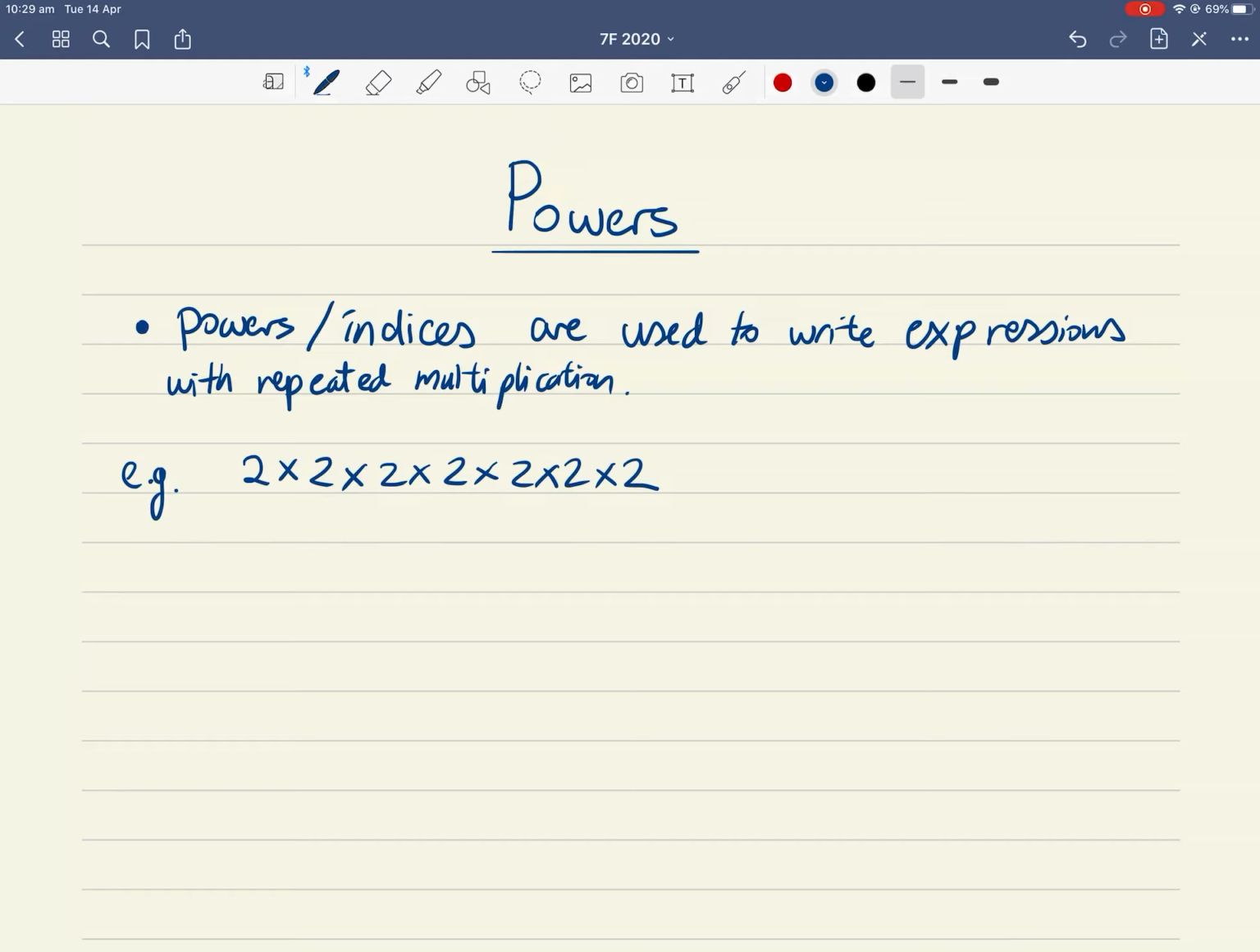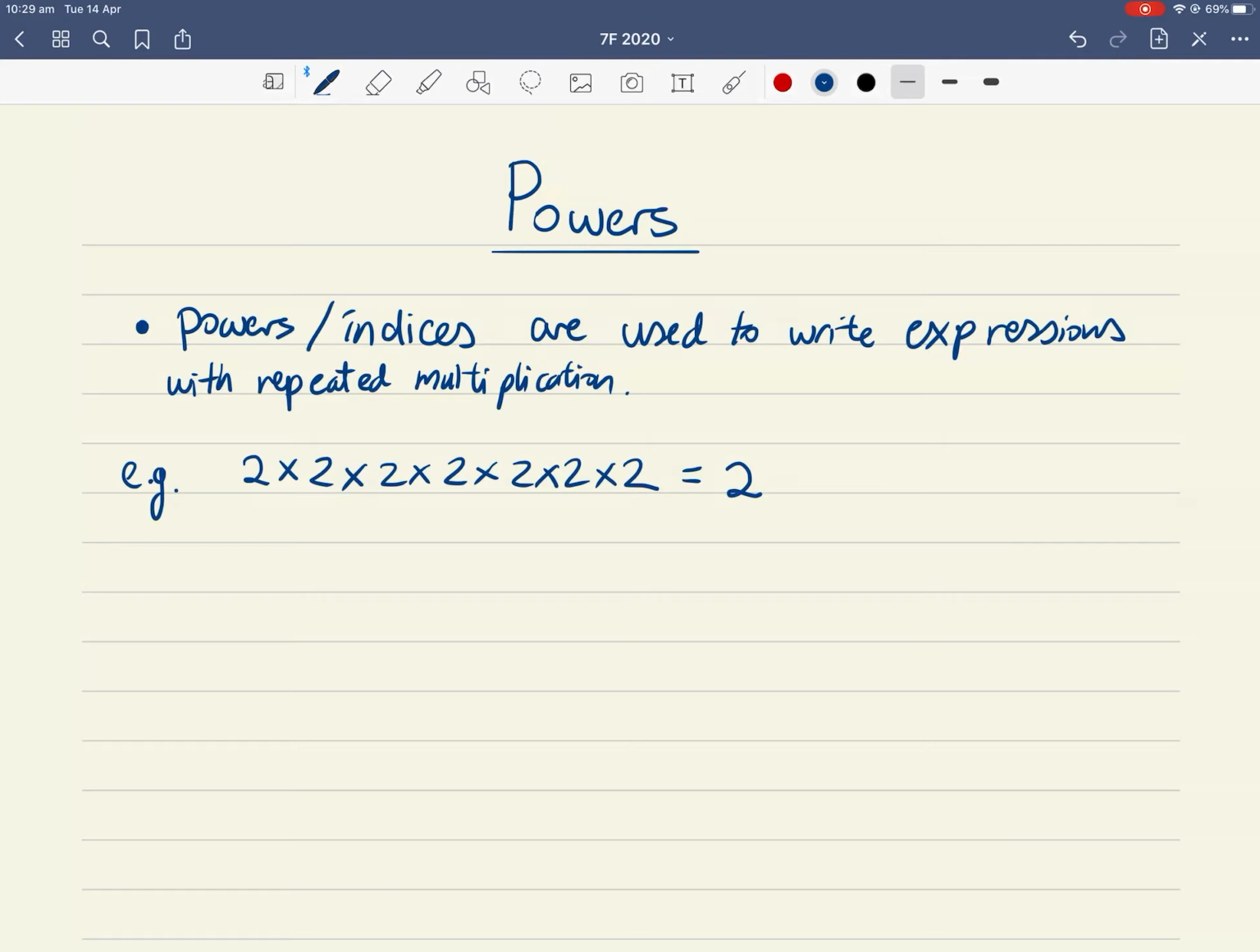So a shorter way of writing 2 times 2 times 2 times 2 times 2 times 2 times 2 is using index notation, because I keep repeatedly multiplying 2. So on the bottom, the base number is 2. Now, how many times are we multiplying 2 by itself? 1, 2, 3, 4, 5, 6, 7. So we're multiplying the 2 by itself 7 times.